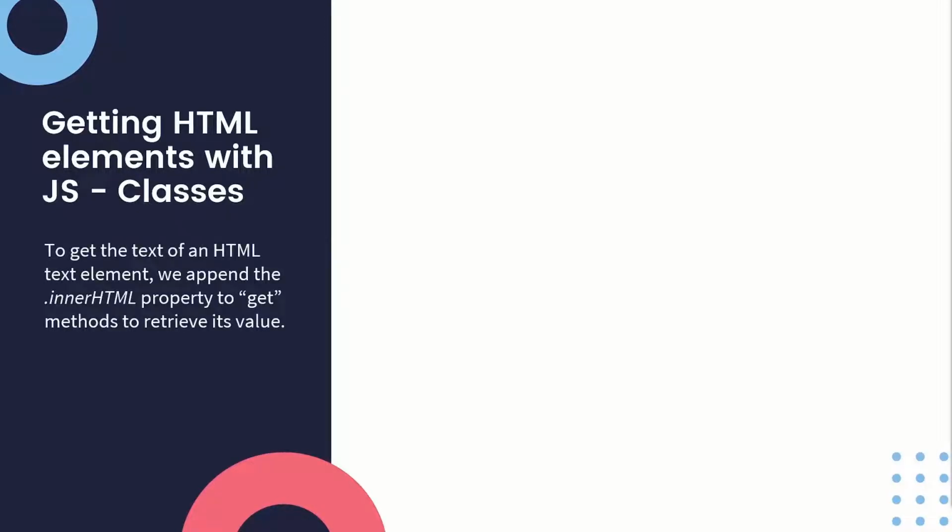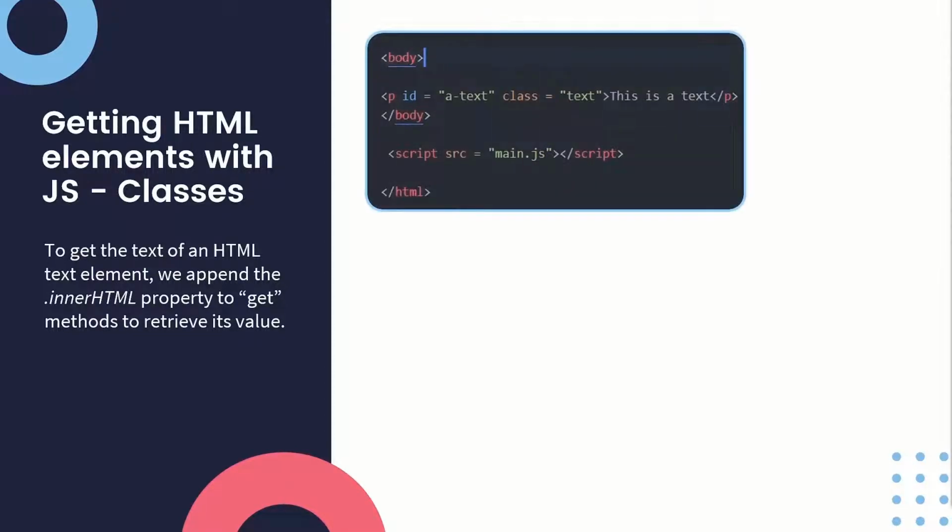Now, to get the text of an HTML text element, we append the innerHTML property to the end of a get method. Our get method here being querySelector. And this is how we retrieve the value of the innerHTML or of that HTML element. So let's take a look at an example. First of all, we have a very basic code snippet here, which is sort of taken out of a broader HTML document. And we have a body with a paragraph tag with an ID a-text. We've got a class which equals text, and then this text is simply just something that says this is a text. We also have our script at the bottom.